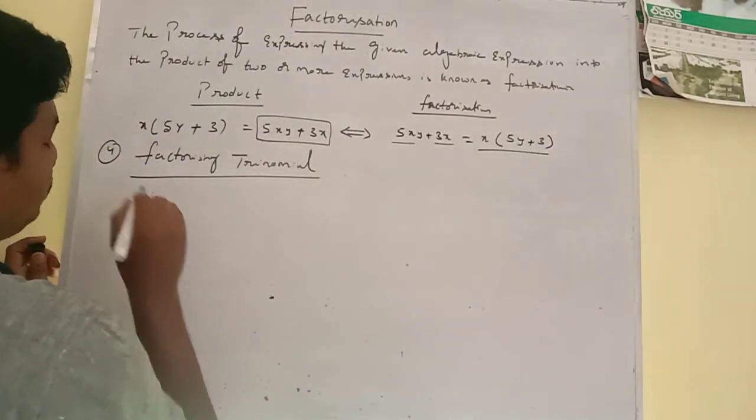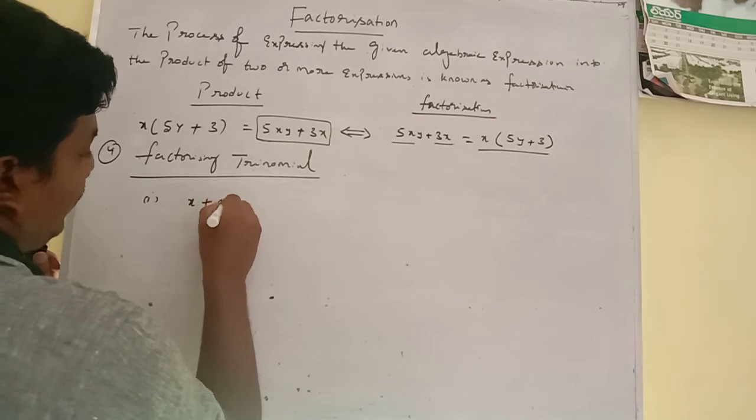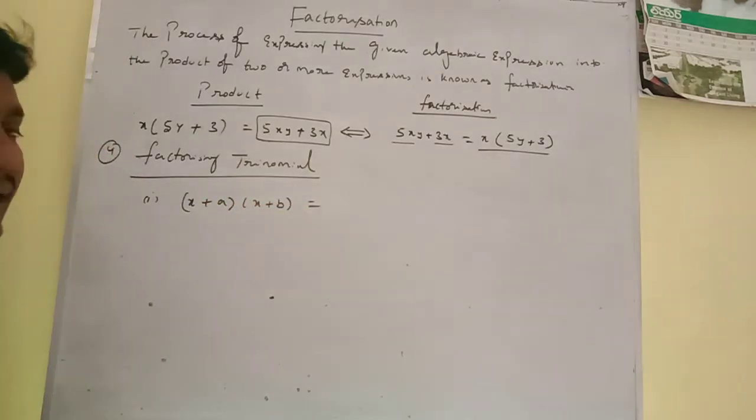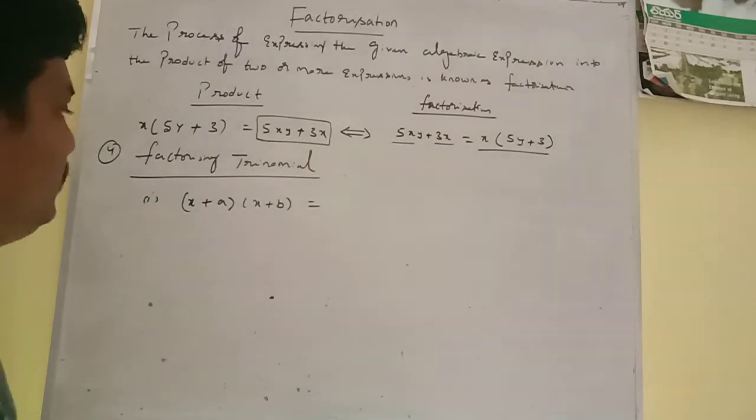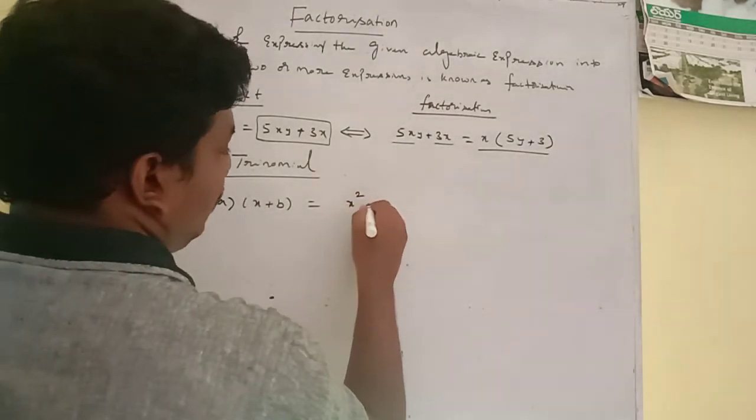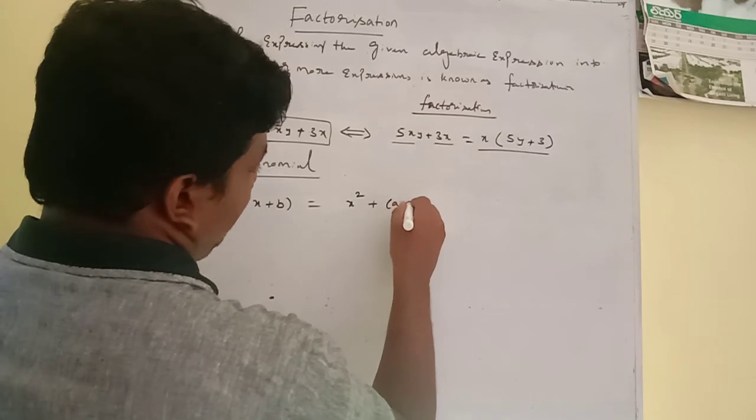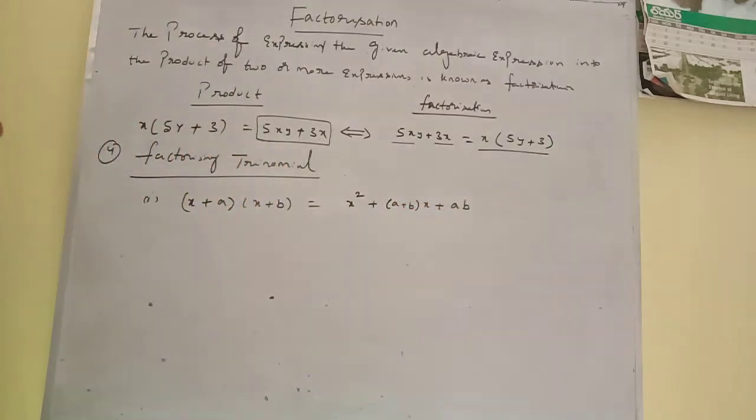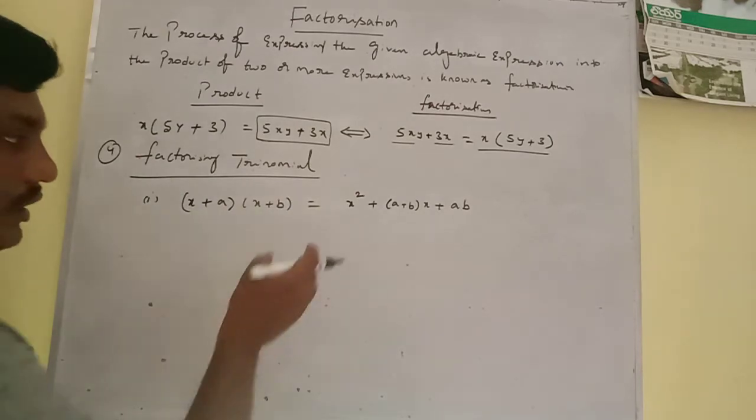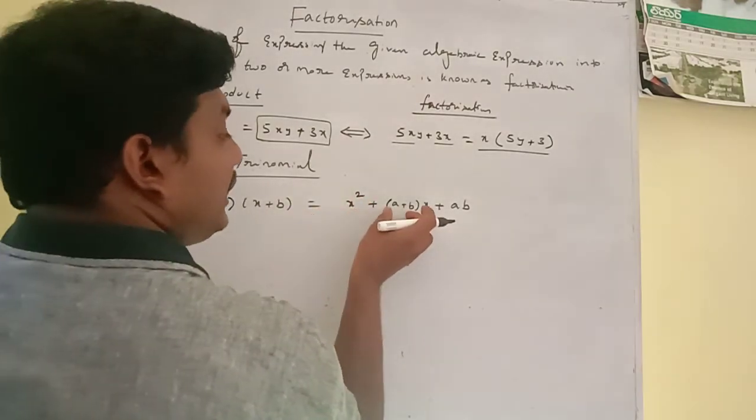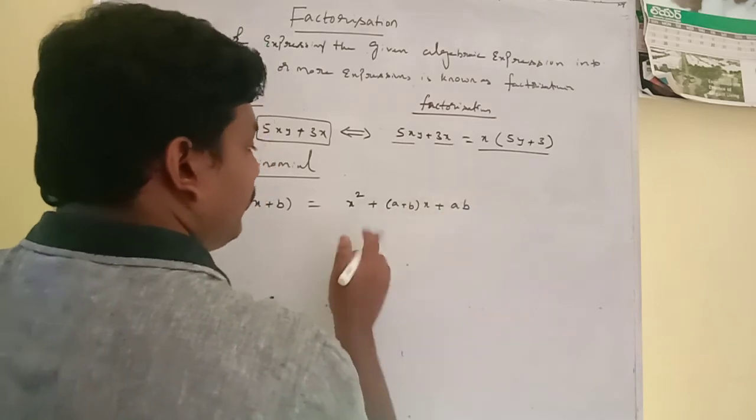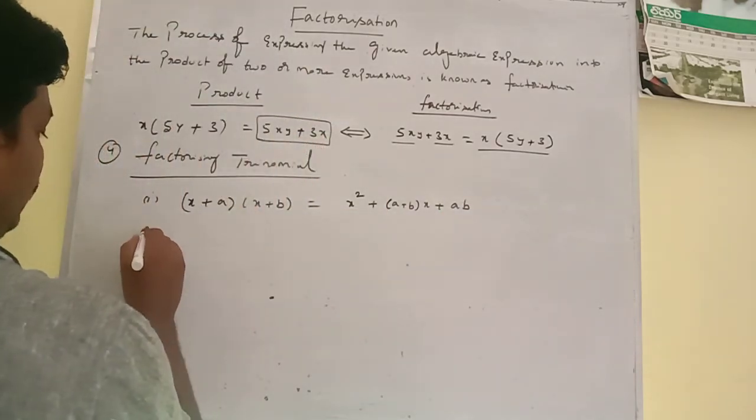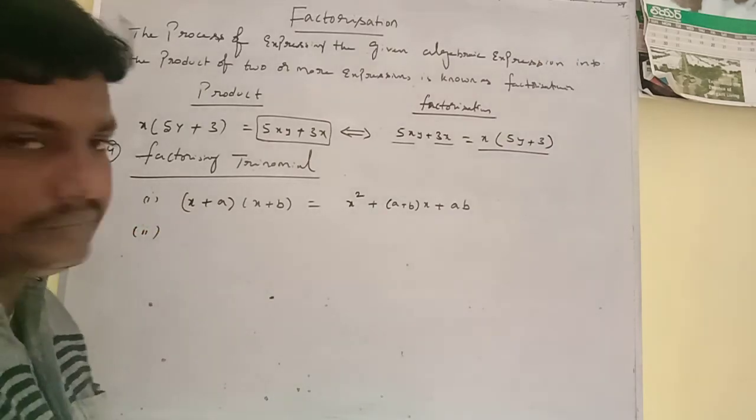First formula, x plus a into x plus b can be split as x square plus a plus b into x plus ab. This is the first formula we have to write. This is called a trinomial, x square plus a plus b into x plus ab: first term, second term, third term. This is called the factorization formulas.